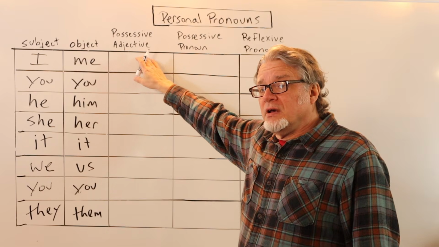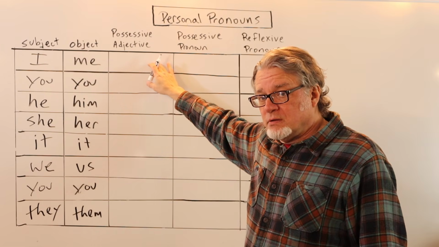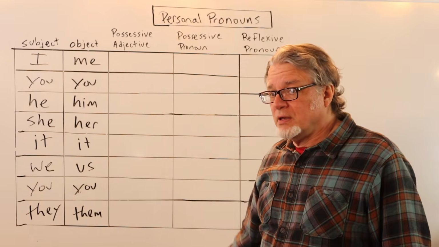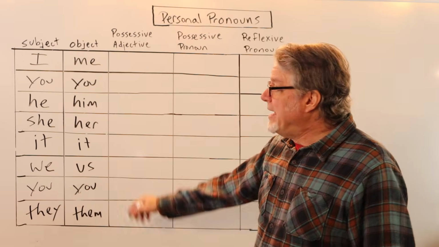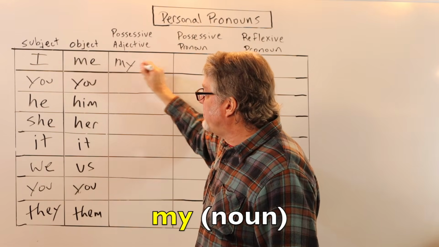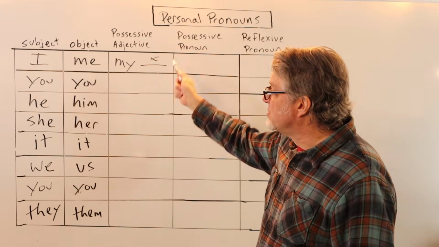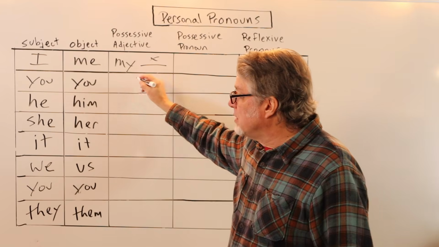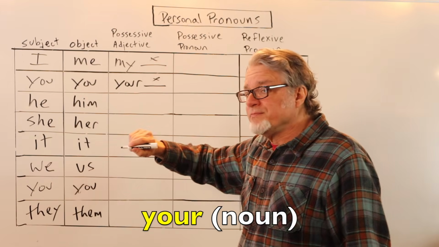Possessive adjectives are adjectives, so they have to be used with a noun. But it's good to study possessive adjectives when you study pronouns. The possessive adjective for I is my, and then there's a noun that comes after it. You have to use this with a noun. The possessive adjective for you is your, and then here's a noun.